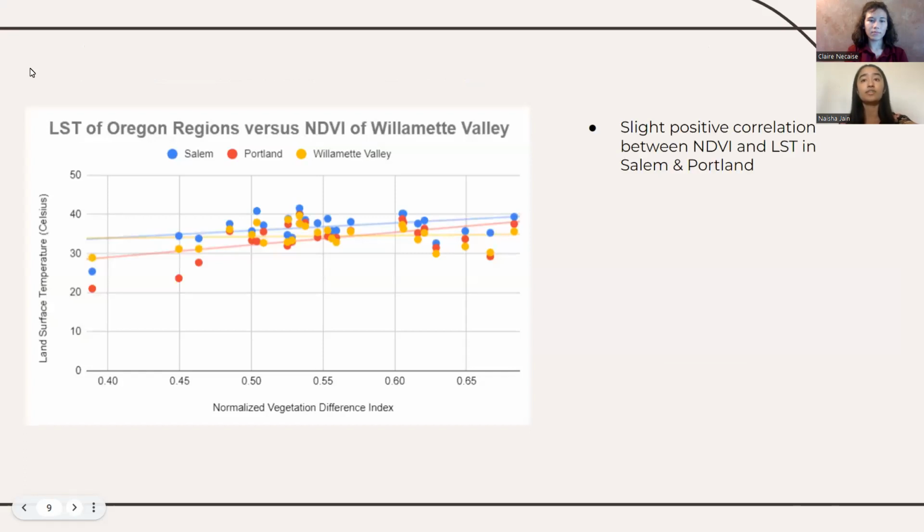This graph illustrates the NDVI versus LST for these three locations. There appears to be a slight positive correlation between these variables in Salem and Portland. However, in the Willamette Valley, there appears to be a constant relationship between the variables as its trend line is horizontal.